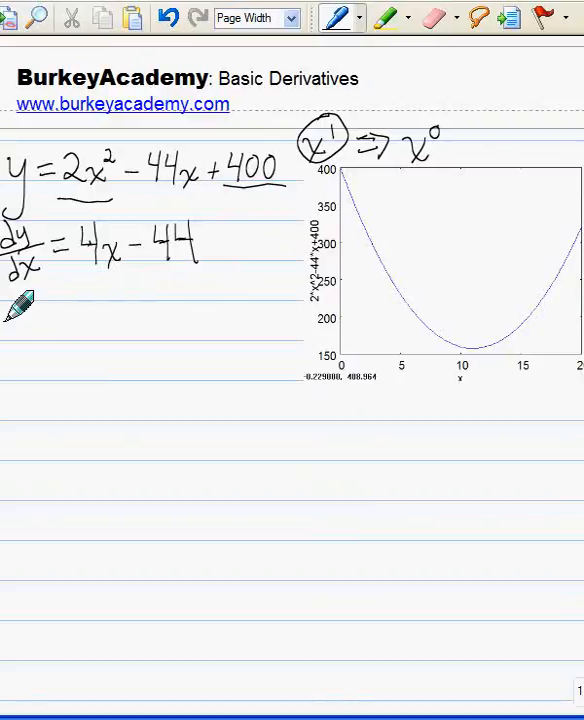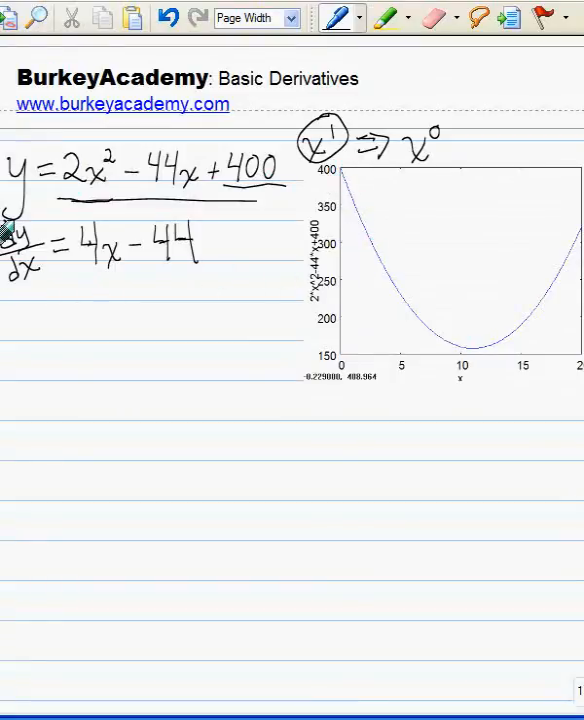Okay, why would we want to do this? Why is this interesting or an important thing to do? If you look at our notation here, that you use when you take a derivative, dy dx, this stands for change in y over change in x. In other words, what we're talking about is rise over run. A change in y. Let's look at this graph over here. This is a graph of this original function, 2x squared minus 44x plus 400.